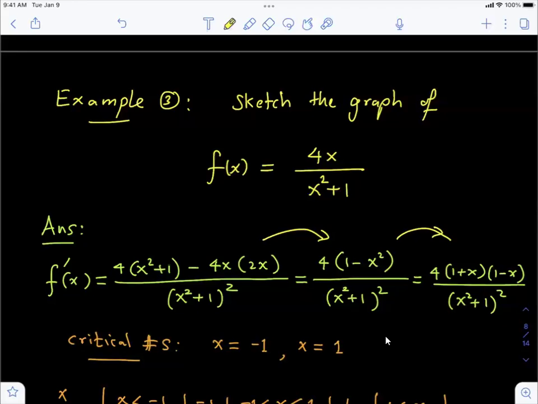Now, given that you safely got to this point, set that to 0. If you equate that to 0, after the cross multiplication by this term in the denominator, you will end up getting just the numerator being 0. And then when you divide both sides by this positive number 4, you will end up getting only this piece. These two linear factors equal 0.